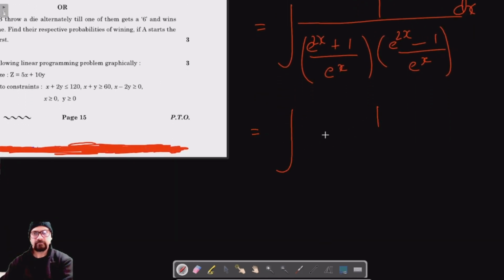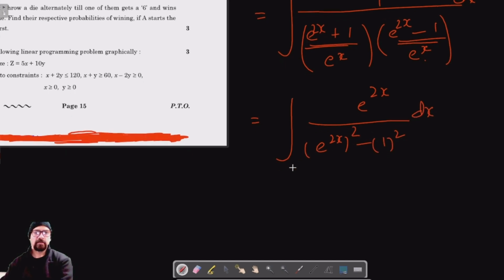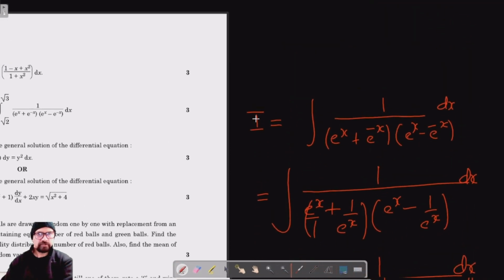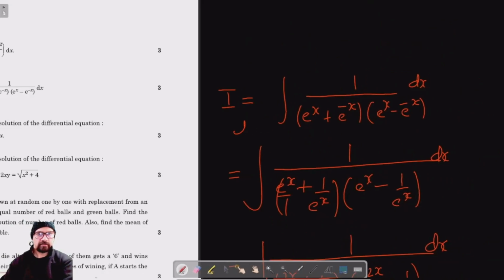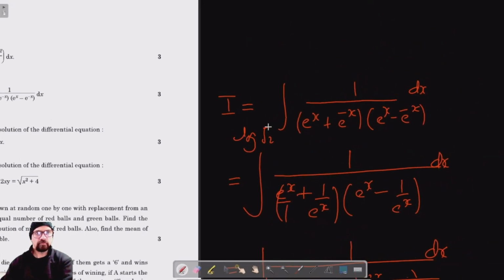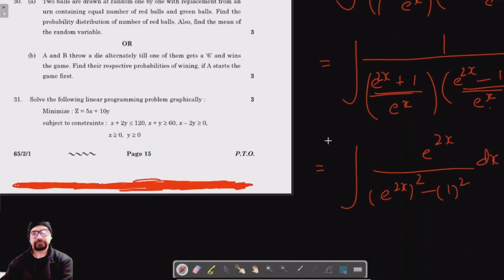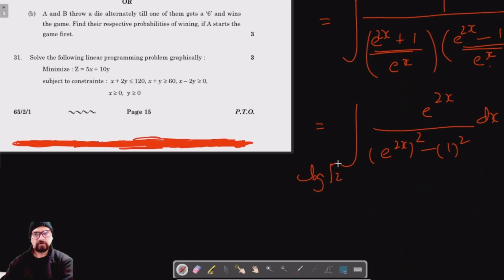So e raised power x into e raised power x is e raised power 2x, which goes up, and this is a plus b into a minus b, which is a square minus b square. Okay, now let's make the substitution here, and our limits are log root 2 to log root 3.